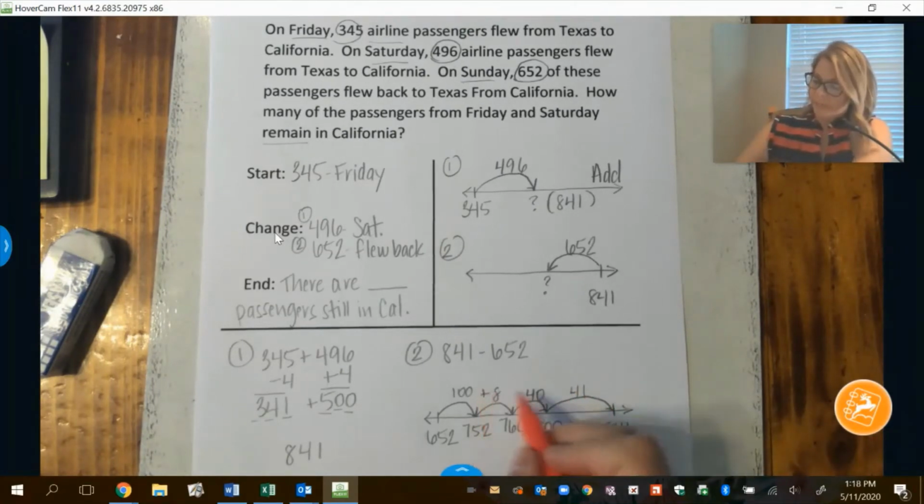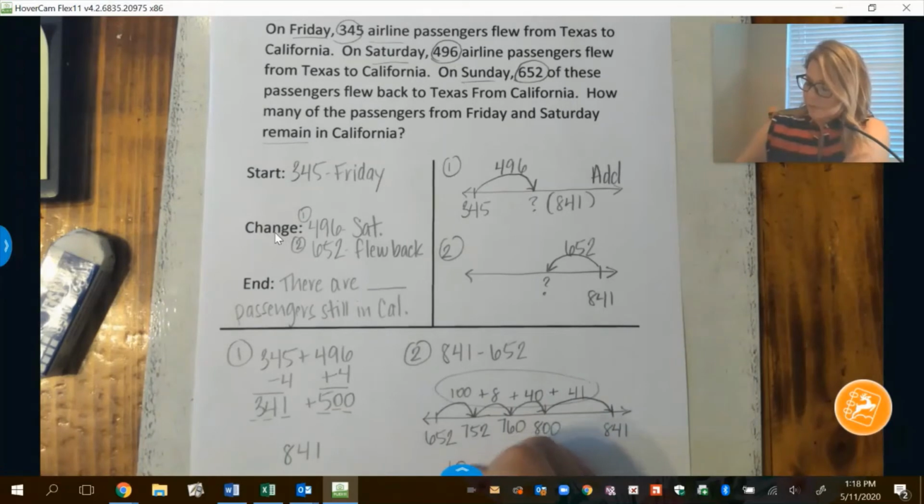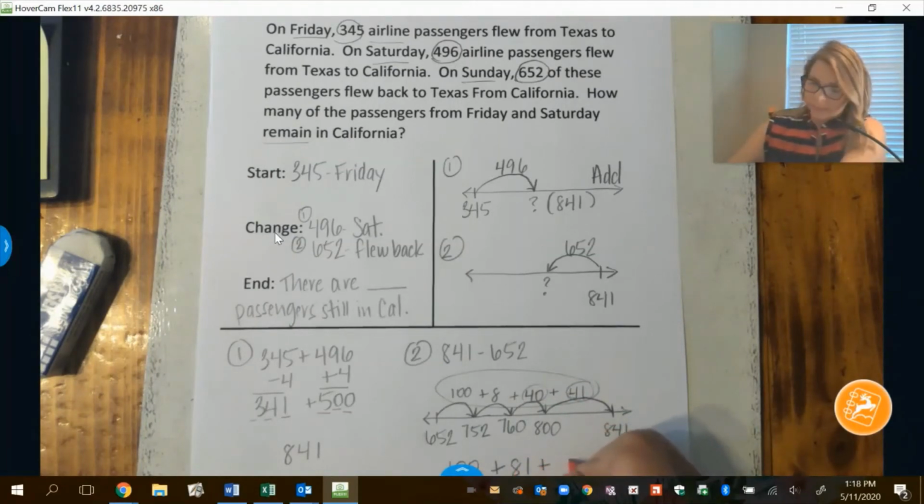So all we need to do now is add these together to see what our final answer is. So we have 100 plus, let's put this 40 and this 41 together. That gives me 81 plus 8. And let's see what we have.